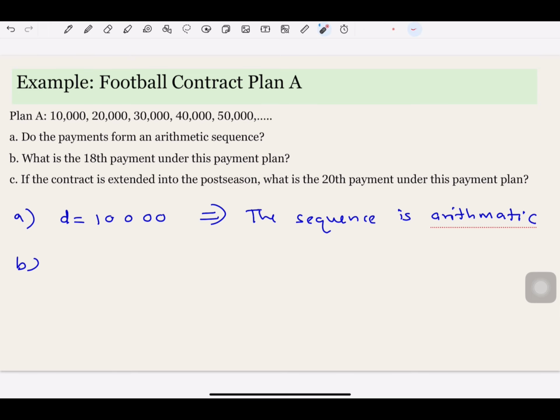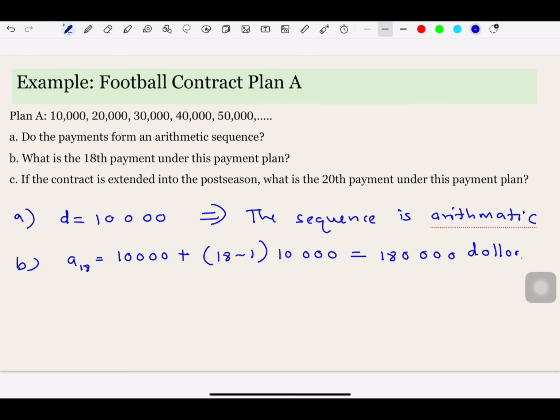Next, you have to calculate the 18th payment under this plan. So you have to get the 18th term. To get a sub 18, you can use the previous formula. The previous formula says 10,000 plus 18 minus 1 times the common difference, which is again 10,000. If you use your calculator, you'll get $180,000. So this is your 18th term in this sequence.